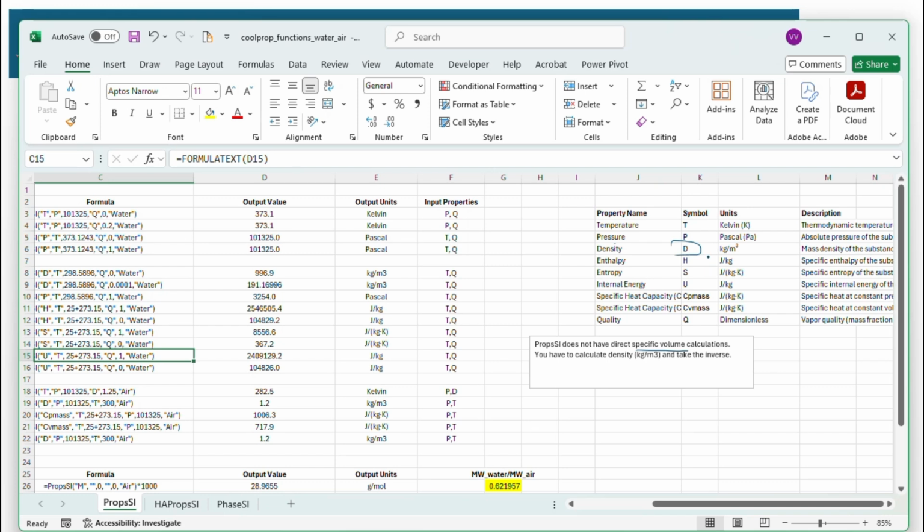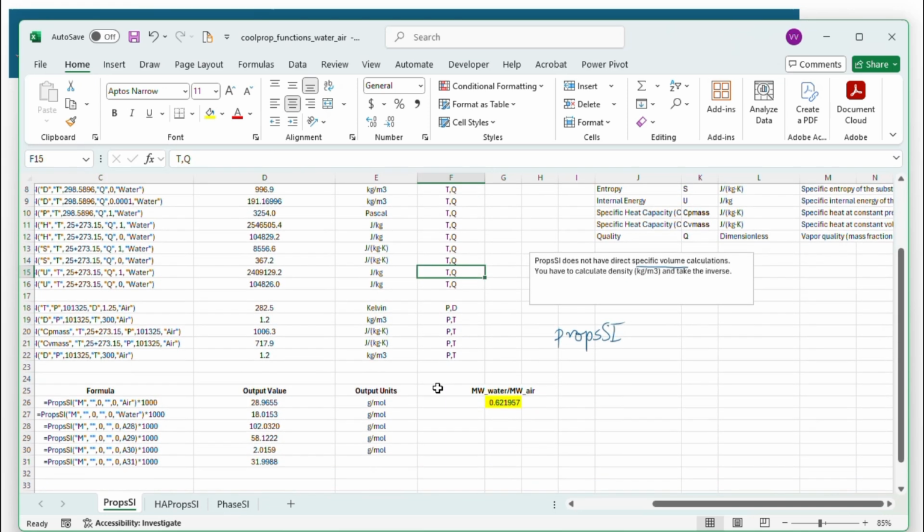And there are some things to watch out for, depending on the function that you use. In this case, we are using props SI. Everything in this tab is a props SI function. But when you use HAPropsSI, which I will show you in a little bit, some of these symbols have a different meaning. For example, this D here could mean dew point when you're using the humid air function. So watch out for those kinds of confusing things, and that can create error.